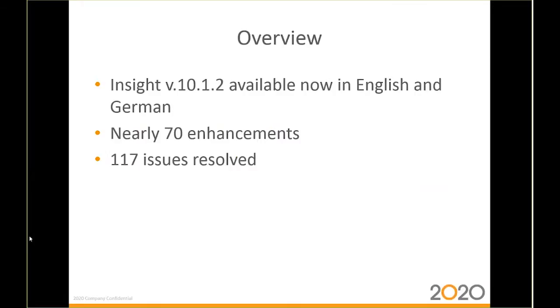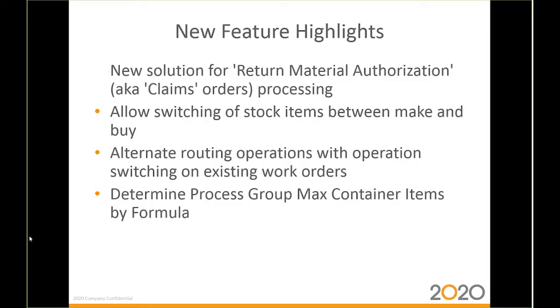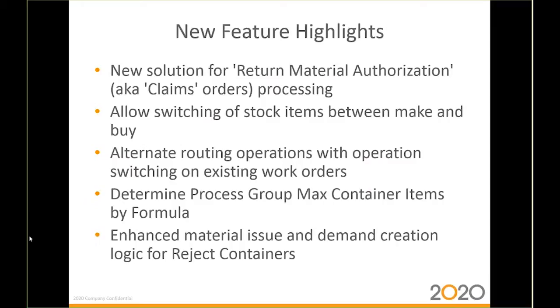10.1, sorry, there is a 10.1.2 hot fix out just recently. That's been available actually since the end of January. It has around 70 enhancements and 117 resolved issues. The highlights I'm going to talk about today are a new solution for return material authorization processing, the ability to switch stock items from make to buy and vice versa, alternate routing operations, process group max container item calculations by a formula, and enhanced material management on rejecting.